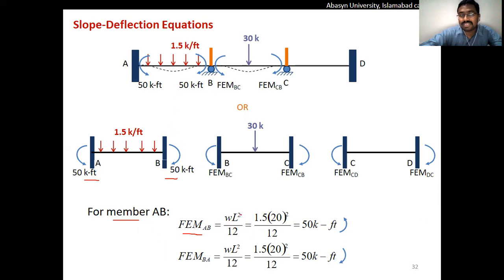Remember that this L is the span length of the member AB only. Do not confuse it with the entire length of the beam. Its value comes out to be 50 kip-feet, in the anti-clockwise direction. Similarly, the fixed end moment at point BA will also be WL square by 12, and its value also comes out to be 50 kip-feet, but in the clockwise direction.